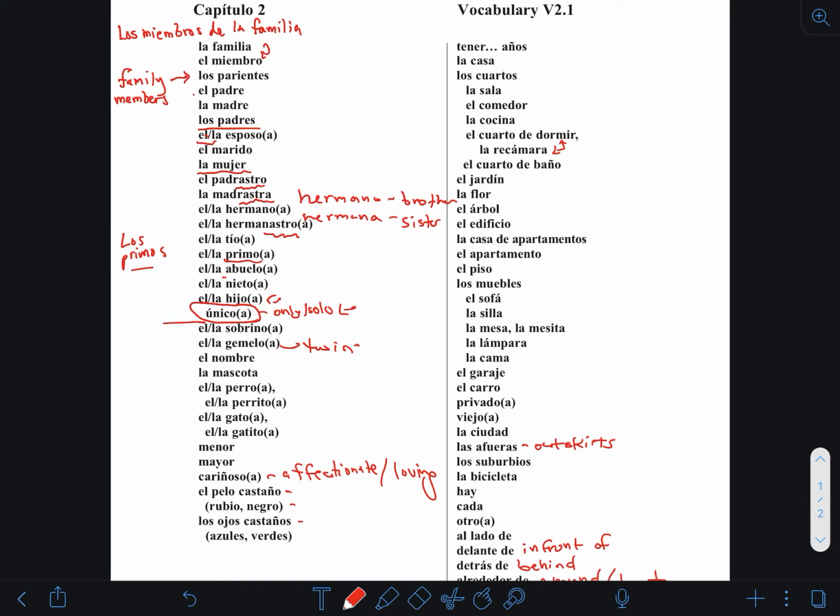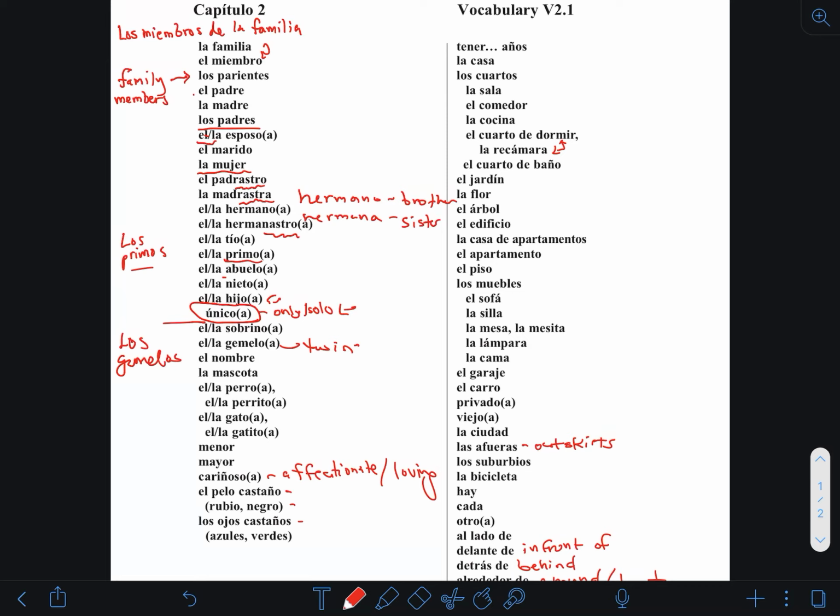So this is twin. So el gemelo would be the twin for a boy. La gemela is twin for a female. If you're just talking about twins in a pair, los gemelos, or if it's a boy and a girl, las gemelas, right? El nombre, name. Okay.